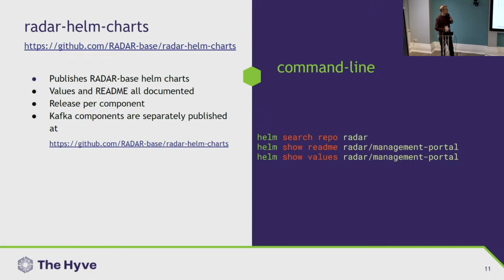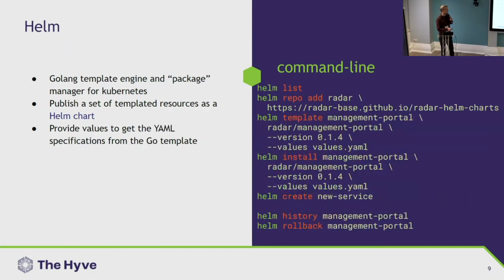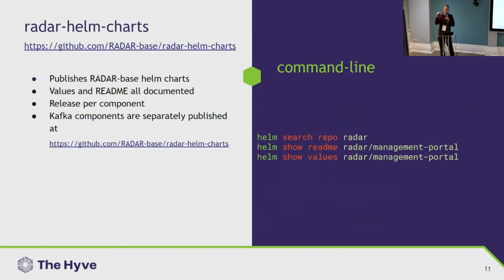So how you interact with this kind of repo, you can search in Helm as well. Once you've imported the repo with this command, you can search it, and you will see all of the Helm charts that are published under this repository. You can also show the README, so we do try to provide all of the variables that you can enter into this README, and also the values, so you know what is configurable, what you can edit in the Helm chart.